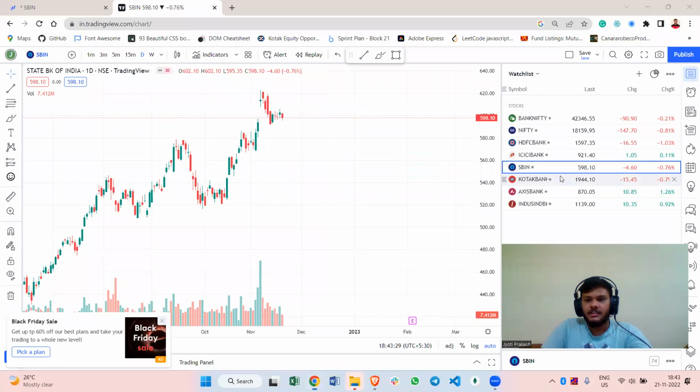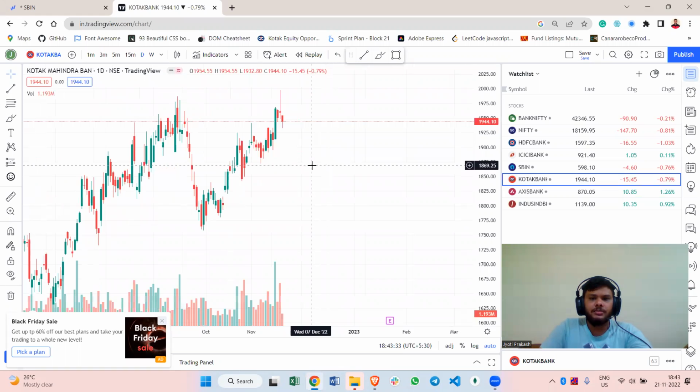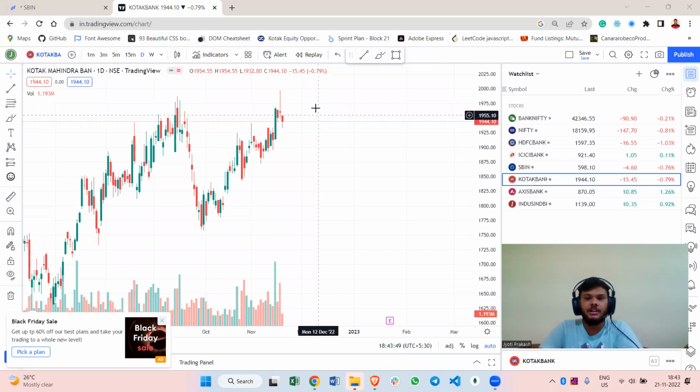Okay. Now let's look into Kotak Bank. Here you can see that Kotak Bank shows negative movement, and as I said yesterday, if the market opens flat or gaps down, you can expect some selling pressure here, because the market made a high of almost 2000. After that, it showed negative movement from there. So some new sellers were added there. So I think if it opens gap down, then you can expect some selling pressure.